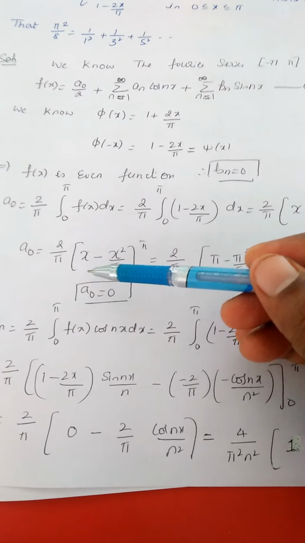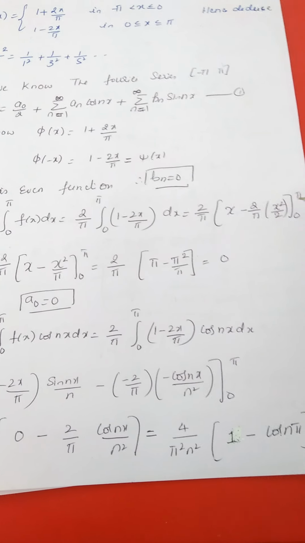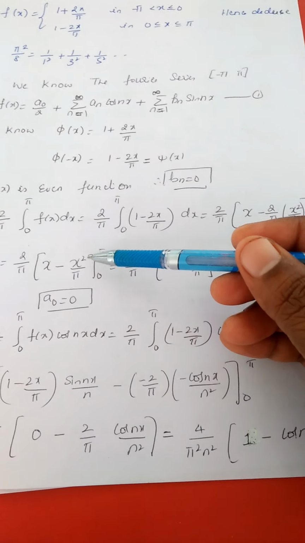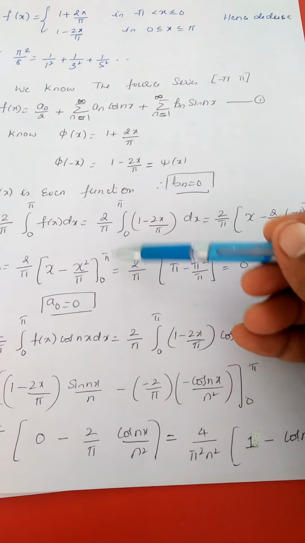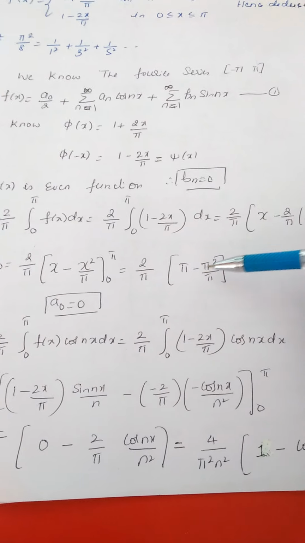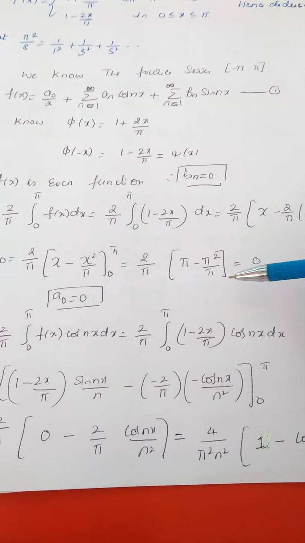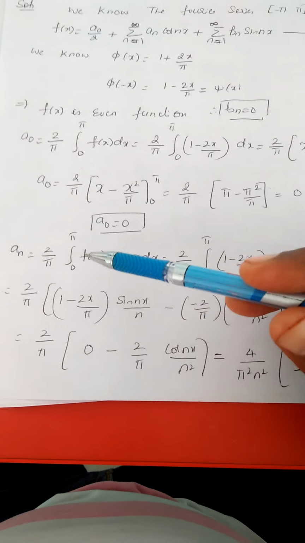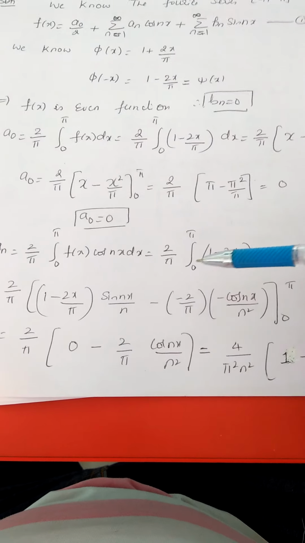Now substitute the limits. If you substitute the upper limit, pi square by pi cancels, so we get 2 by pi times (pi minus pi square by 2 pi), and if you simplify, its value will be 0. So a0 is 0. Next, an is 2 by pi integral from 0 to pi of f(x) cos nx dx.